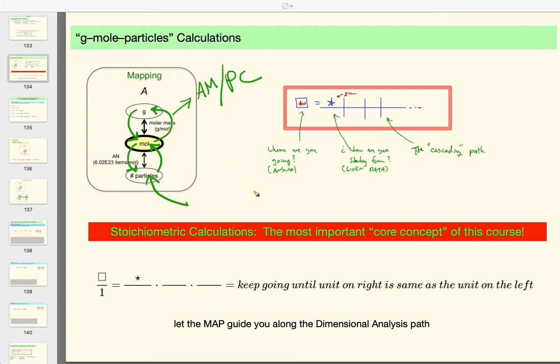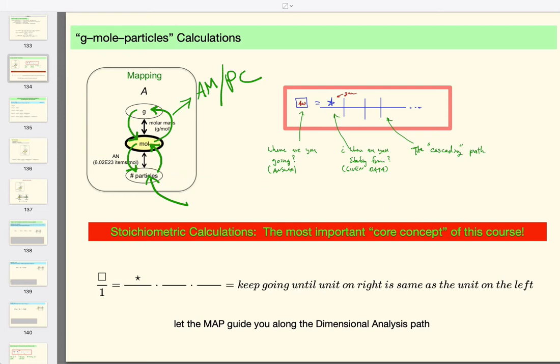Avogadro's number is really just a number that has a name. The number 6.02 times 10 to the 23rd is given the name Avogadro's number, just like the number 12 is given the name dozen. They're interchangeable. For whatever reason, we choose to give some numbers names and other numbers we don't. Avogadro's number is one of them that we do.